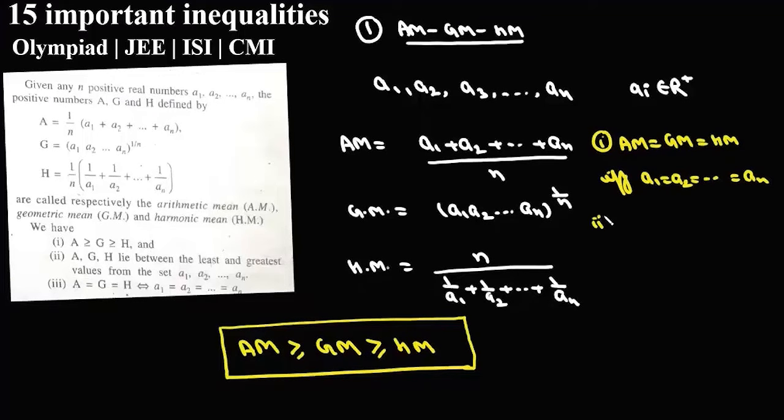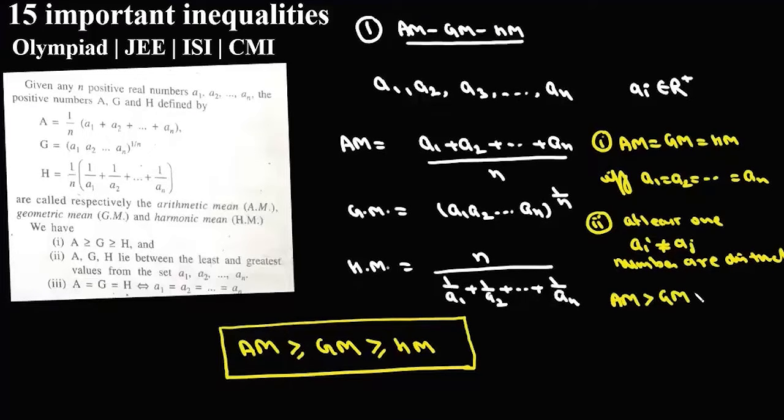And we have this second condition, when at least one ai is unequal to aj, or the numbers are distinct. So at least we have one number which is different from all other numbers. In that case, arithmetic mean is always strictly greater than their geometric mean and will be strictly greater than their harmonic mean.